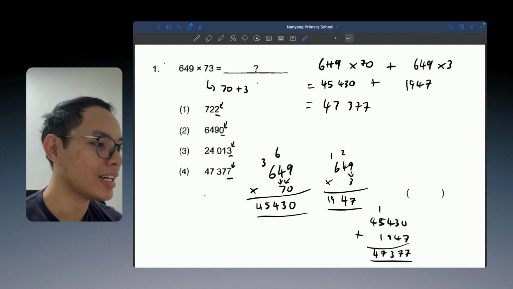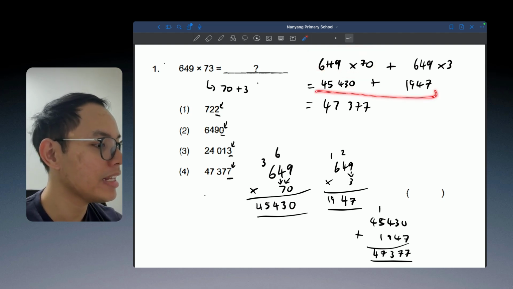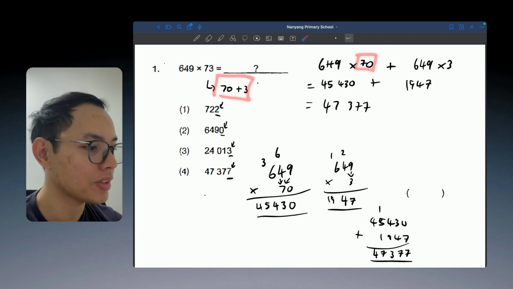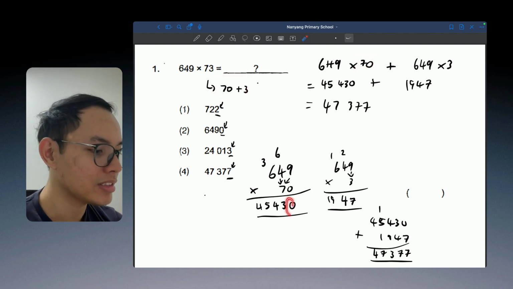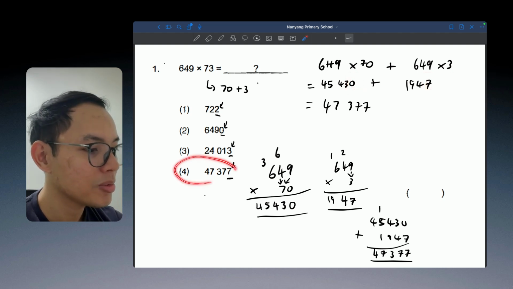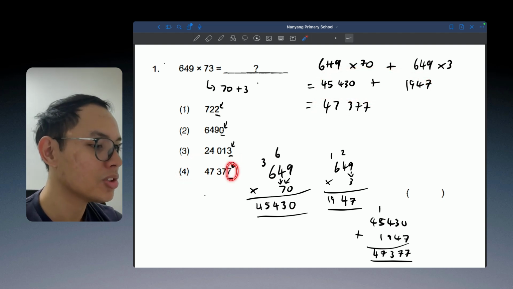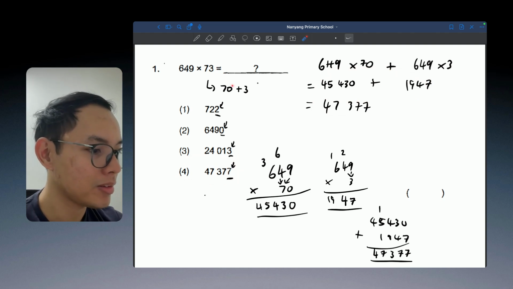Okay, and how do we get the last number? If you see 649 times 70, the last number is 0, but we are adding them up together. So essentially what we care about is when we multiply the single digit number, because when we break down the 70 over here, it doesn't really help. We only need to get the last number when we add up. So you can see that 0 plus 7 will become 7, and without even adding them all up, the answer should be number 4 already. So we don't even need to care about the 70.